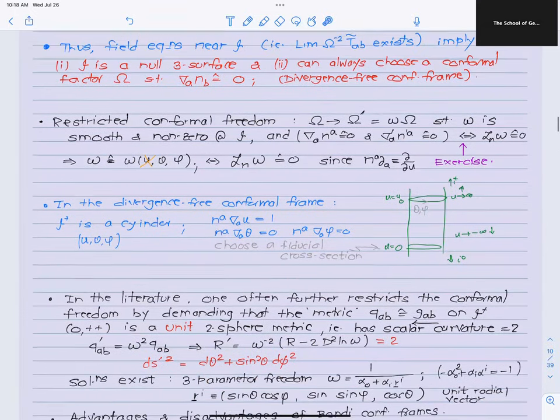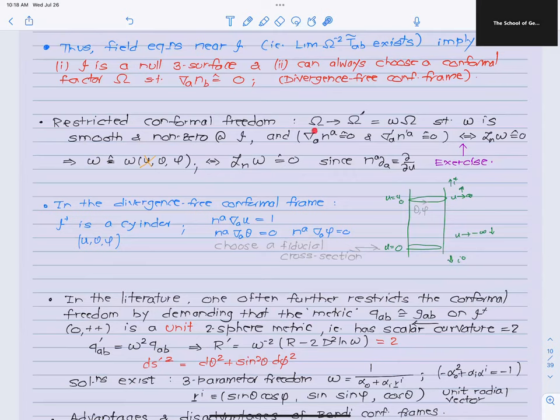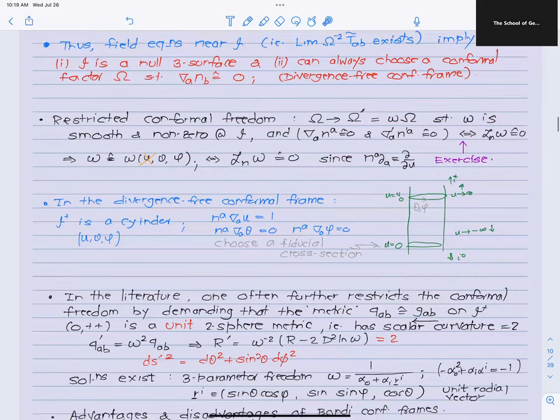Now, what is the restricted conformal freedom? I can go from omega to omega prime equal to little omega times omega, such that little omega is smooth and non-zero at scri, and grad A and A equal to zero, and grad prime A and prime A equal to zero. But you can check that this can always be done if little omega at scri does not depend on u. If omega is just a function of theta and phi, if L_n of omega is equal to zero.